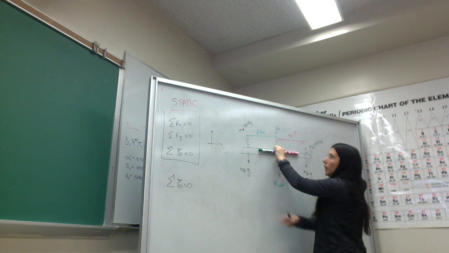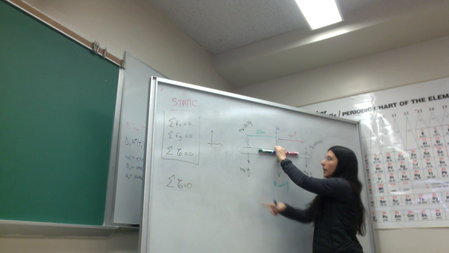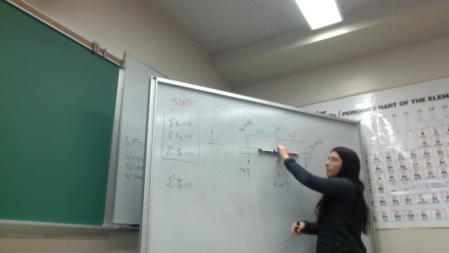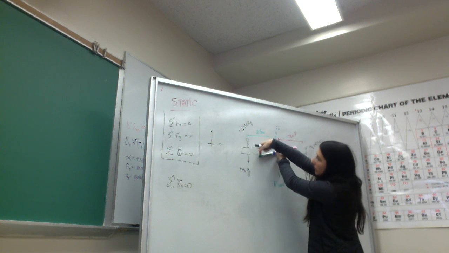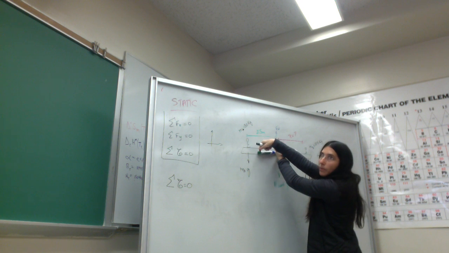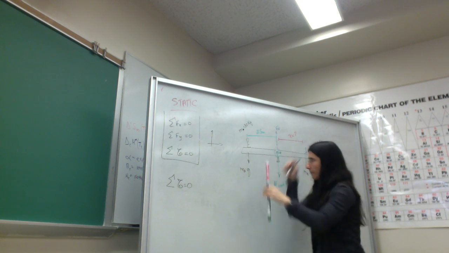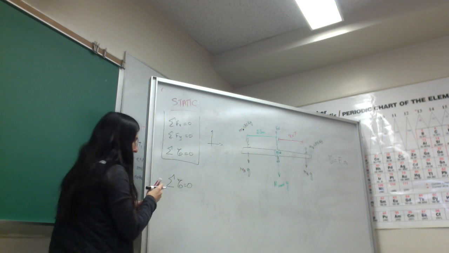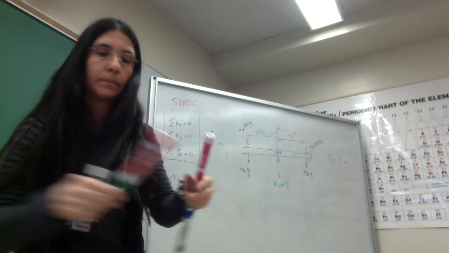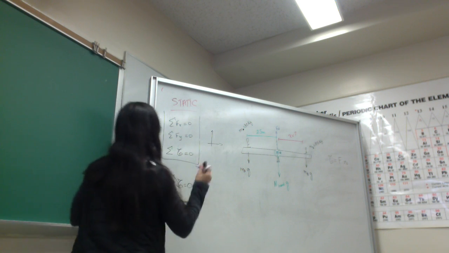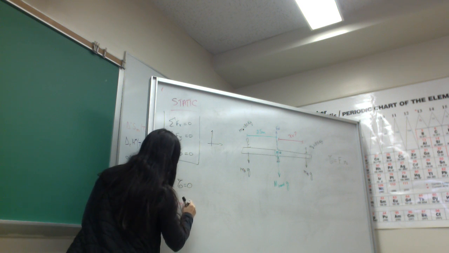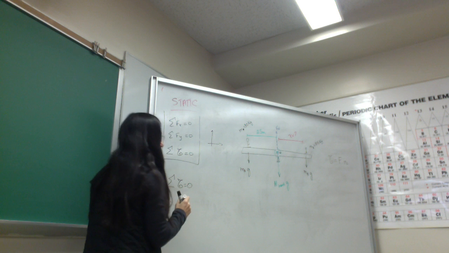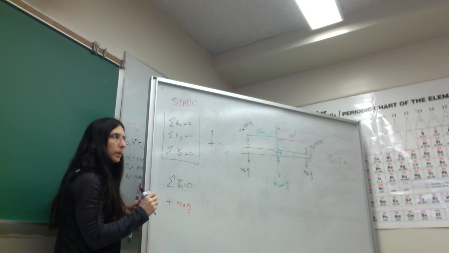Okay, the boy. The weight of the boy is trying to rotate this beam clockwise or counterclockwise. You see the boy here? Trying to go clockwise or counter? Counter. So plus or minus? Plus. So I'm going to put the boy here, plus. And the weight of the boy, MAG. And what is the lever arm for the boy? 2.5.